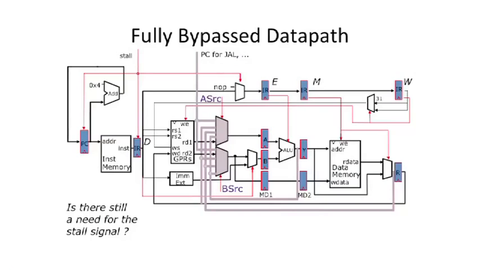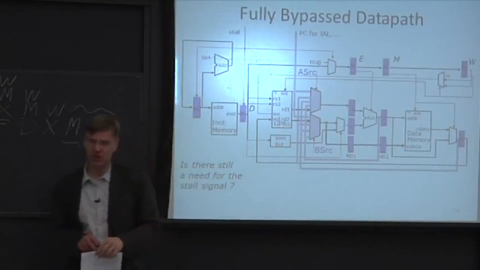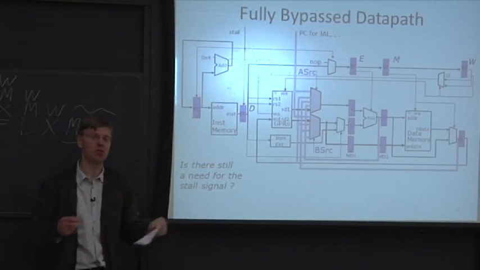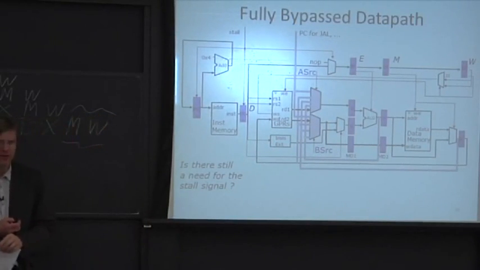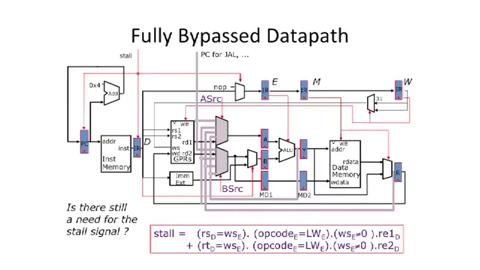And the question is, is there still a need for the stall signal? So this is more than what we had before. This is more than just a source. We now can bypass not only from here to there, but we can bypass out of after the memory operations. So maybe this changes our stall signal so that we don't need to stall on loads anymore. That'd be great. They'd have better performance. Well, unfortunately, no, we still need this. You still need to check if the opcode is a load in this stage of the pipe, even with a fully bypassed data path.